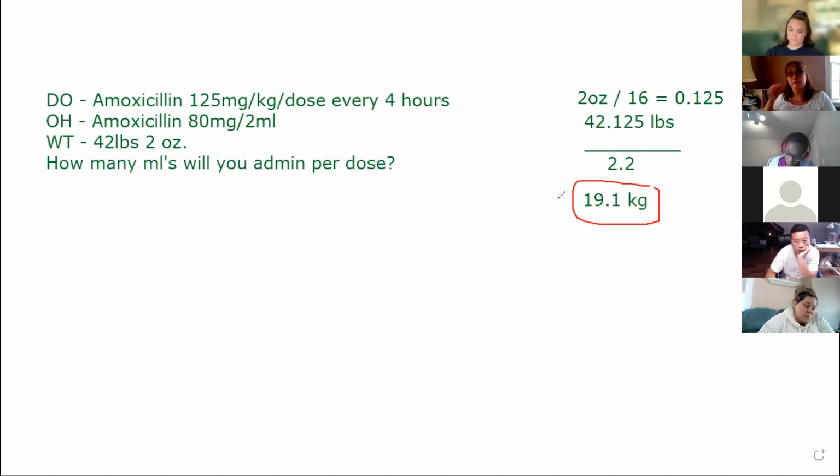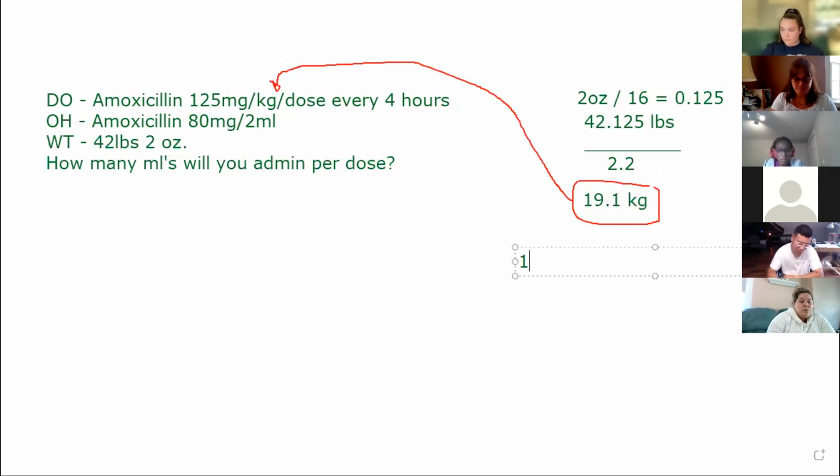All right, so now what am I going to do next? What do I have to do next? Dosage by weight. So I'm going to put this into my problem, right? So I need to put this right in here. So I'm going to take 19.1 kilos and multiply that by the dose of amoxicillin, which is 125. And I'm going to get 19.1 times 125. What did we get?